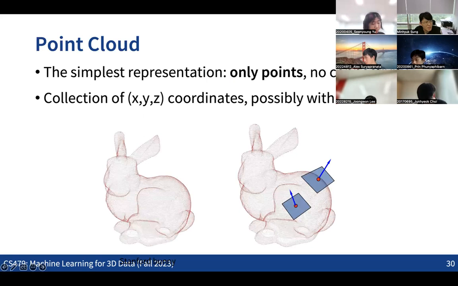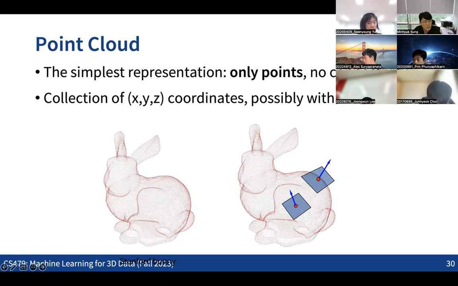We are not having any voxels or images, but we are representing the whole 3D shape as a set of points, even without any connectivity information. That's why we call this a point cloud, just a set of points. We have the X, Y, Z coordinates for each point, and probably we might also have some extra information.